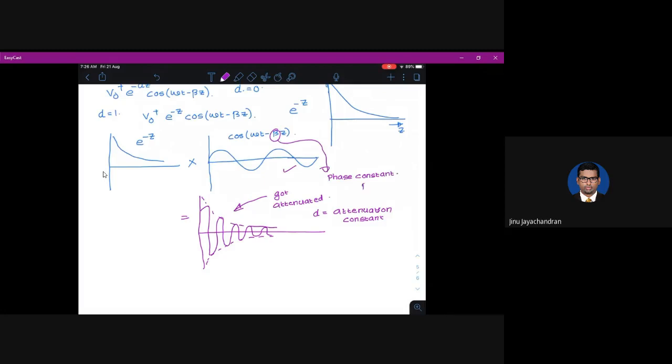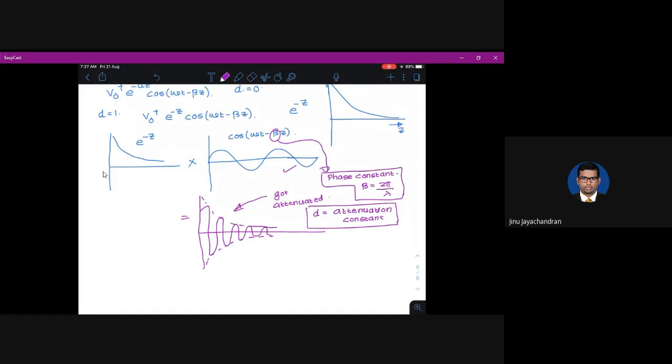Okay, and your expression for beta is 2 pi by lambda. We will see this in detail when you study electromagnetic waves. So alpha is called the attenuation constant and beta is called the phase constant, with value 2 pi by lambda.